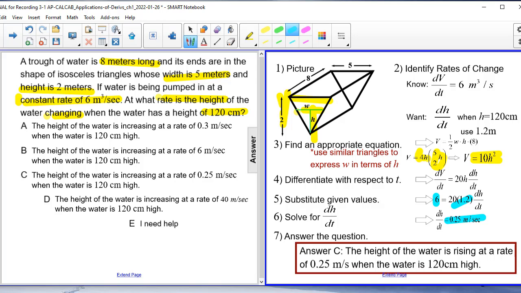So the height of the water is rising at a rate of 0.25 meters per second when the water is 120 centimeters high. Our correct answer is C.